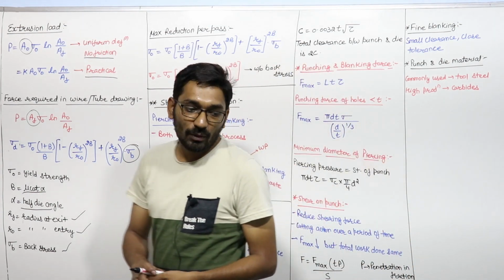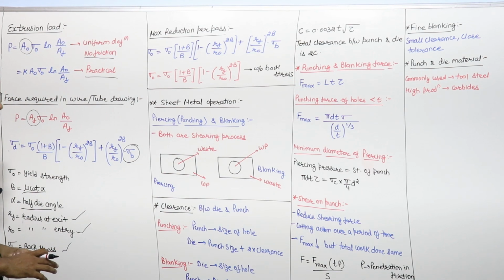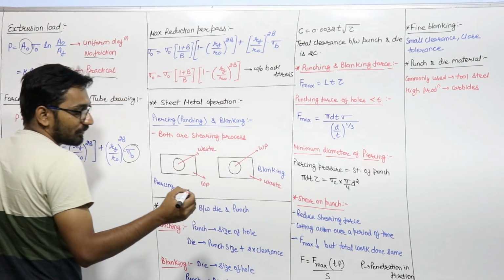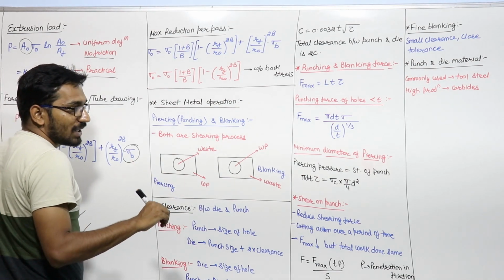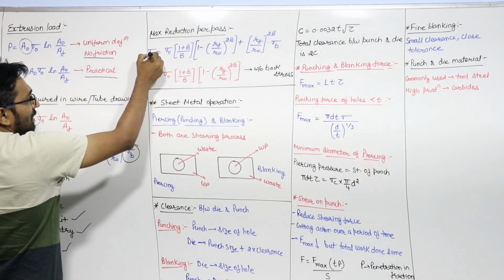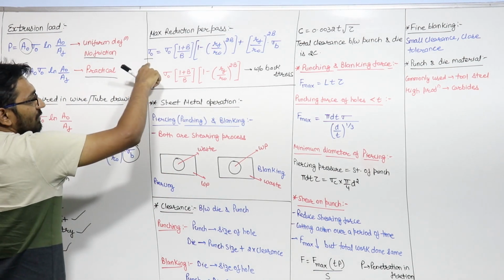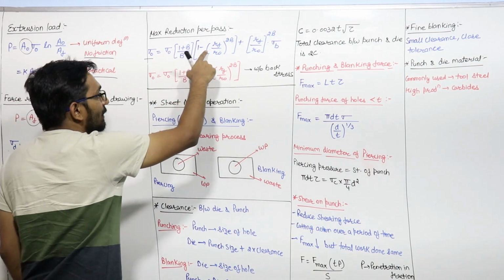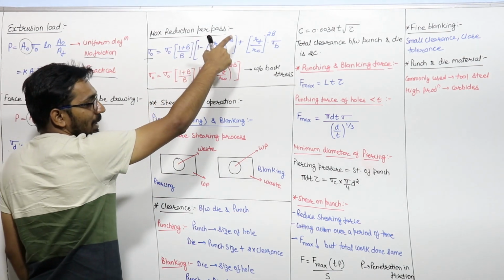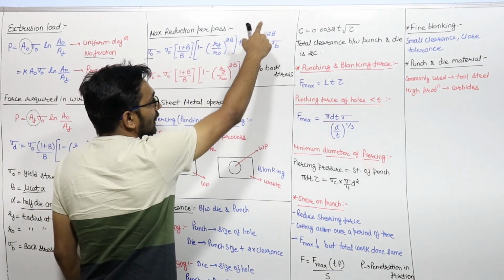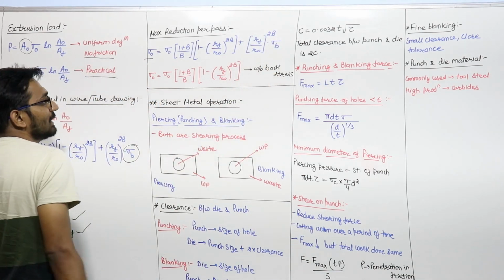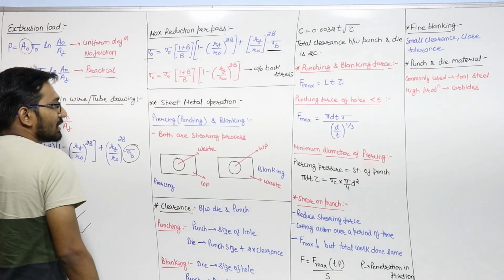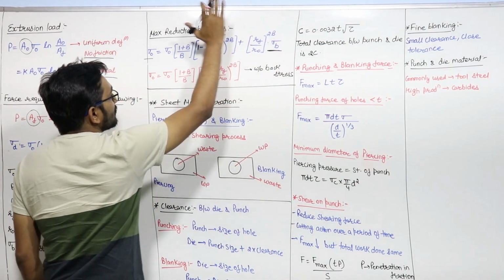Now if we want to find the maximum reduction in one pass, the maximum reduction per pass occurs when your drawing stress equals your yield strength, that is sigma D equals sigma naught. So sigma naught equals sigma naught into (1 plus B) upon B into [1 minus (RF upon R naught) raised to the power 2B] plus (RF upon R naught) raised to the power 2B into sigma B. This formula is used when the back stress is given in the question. If back stress is not given, just remove this term.